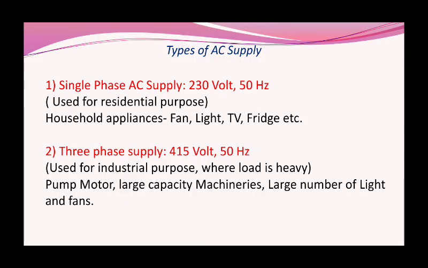Then the next point comes, types of AC supply. So we use AC supply 24/7 for different appliances like television, fan, fridge, etc. For our home purpose, residential purpose, we use a single phase AC supply. The voltage of single phase supply, you know that it is 230 volt and 50 hertz. So this is for residential appliances. What we use: fan, light, TV, fridge, bulb, etc. So this is called a single phase.